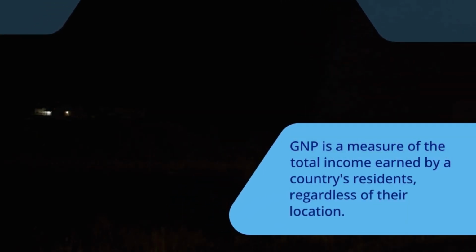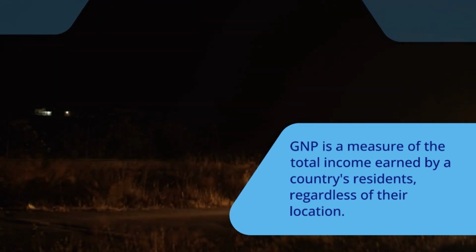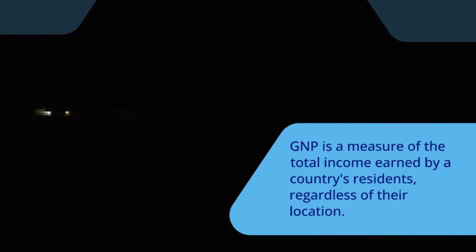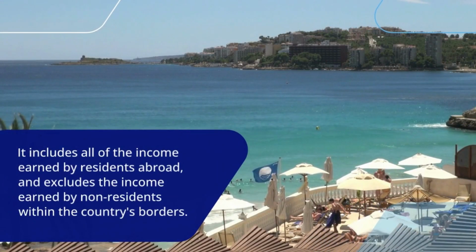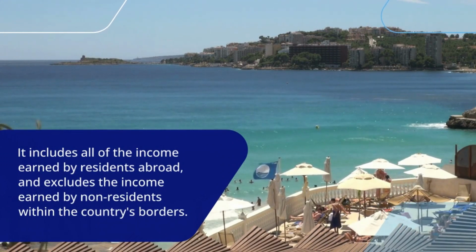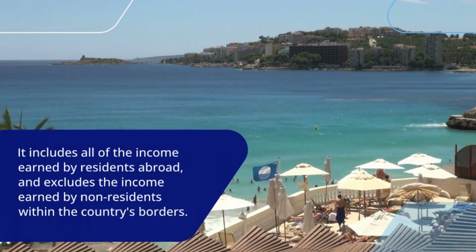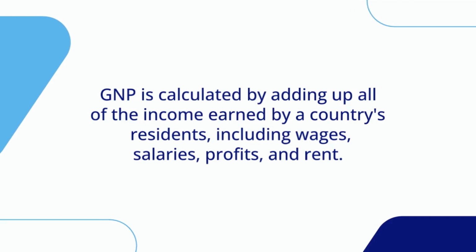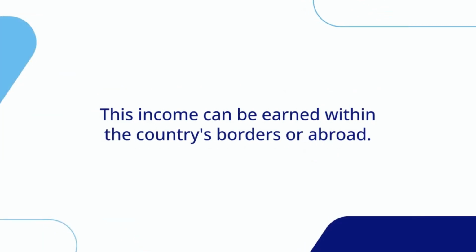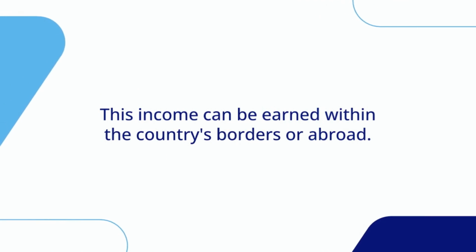GNP is a measure of the total income earned by a country's residents, regardless of their location. It includes all of the income earned by residents abroad, and excludes the income earned by non-residents within the country's borders. GNP is calculated by adding up all of the income earned by a country's residents, including wages, salaries, profits, and rent. This income can be earned within the country's borders or abroad.